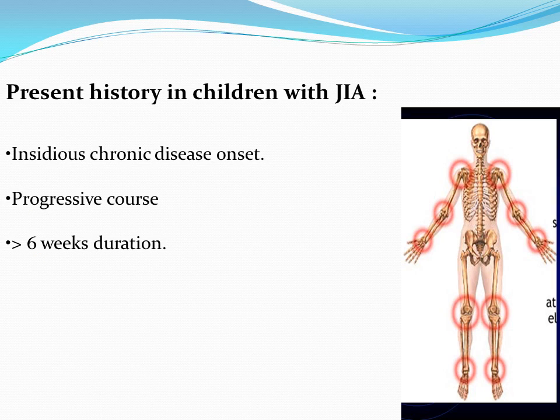After taking the personal history and the complaint of the patient, we will go to the present history, in which we do analysis of the complaint, including the onset, course and the duration of the complaint. In cases of children with JIA, the onset is usually insidious with progressive course and the duration of the disease more than 6 weeks.